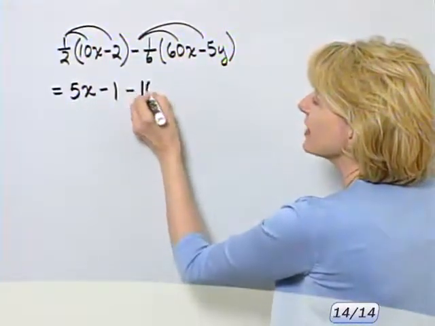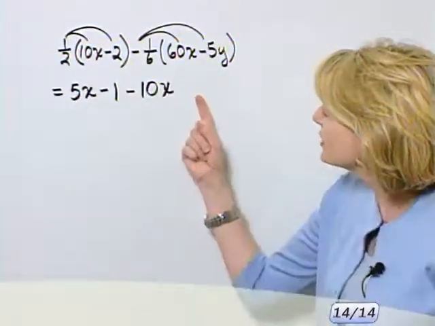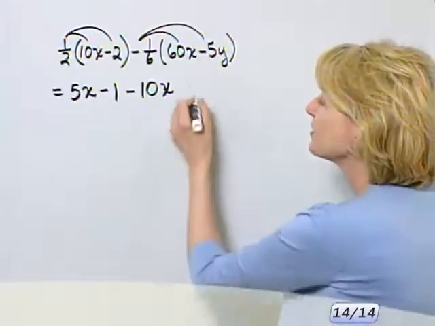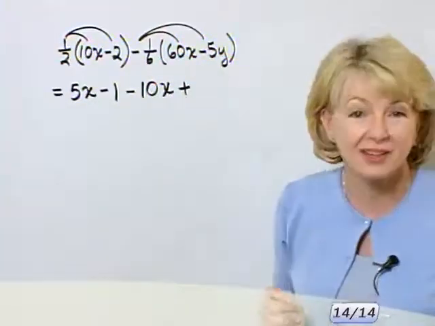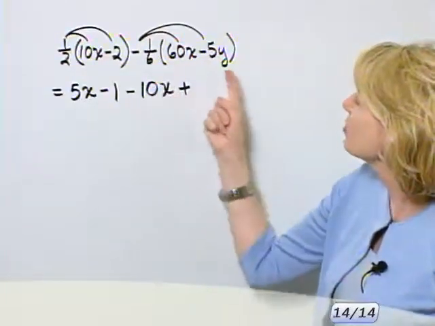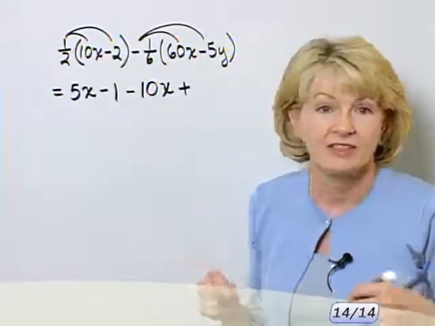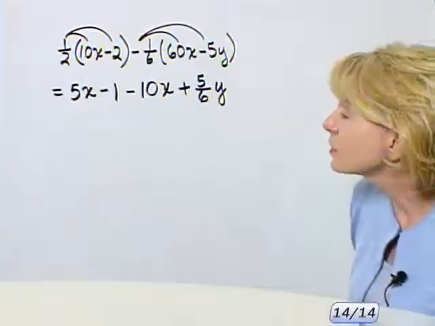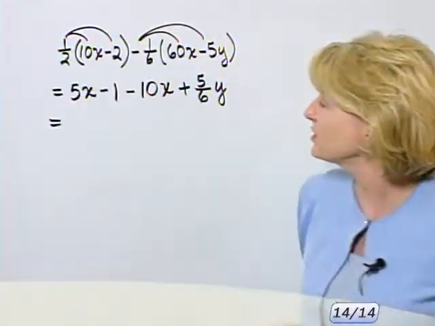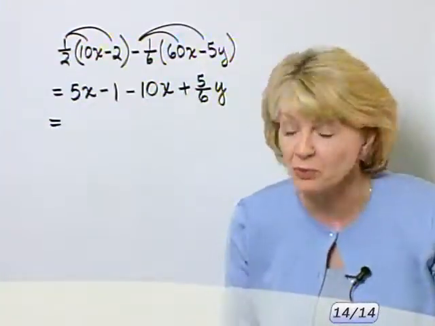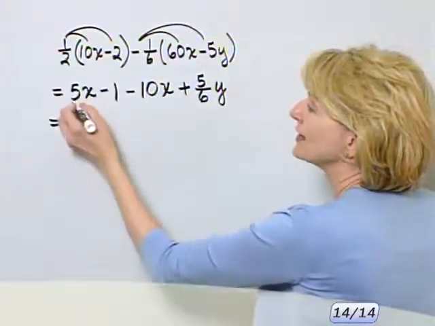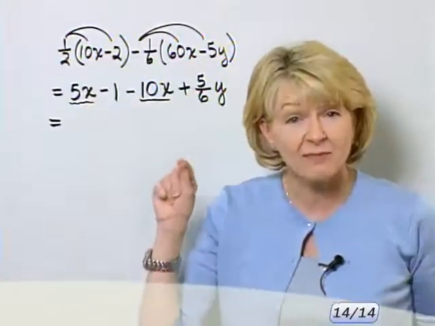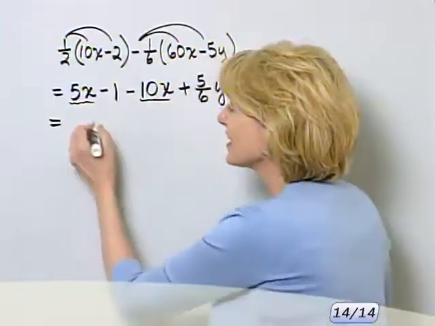So I have 10x. And then here's where a common error is made. Negative times a negative, this must be plus or positive. And then what is 1/6 times 5? It's just 5/6, and then y. So go over my multiplication if you need to, but we've now multiplied, we've removed parentheses. Let's look for like terms. Those are like terms. 5x minus 10x, 5 minus 10 is negative 5x.